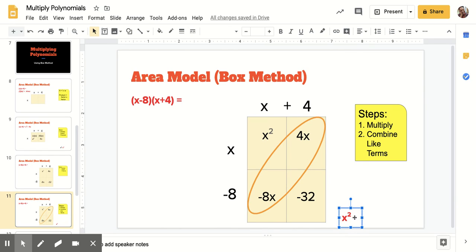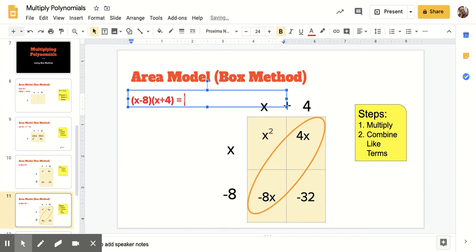First thing we do, we're going to write down our answer. And we're going to start with x squared. And now we're going to look at the 4x and the minus 8x. We're going to look at the coefficients. So we're going to combine those. Negative 8 and 4. If we combine those, we get minus 4, and we keep the same variable, and the constant minus 32. And that's our answer.